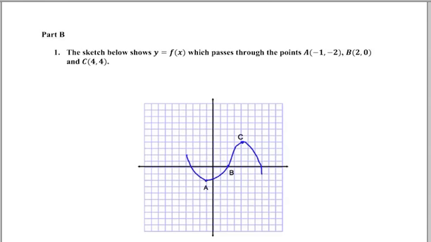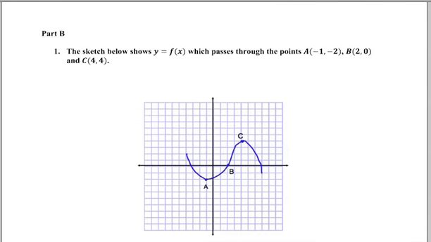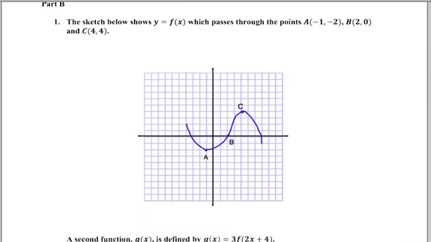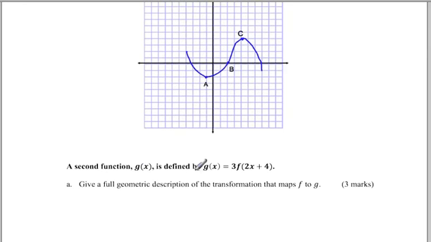All right, so now we'll move into part B, section B. Here's a sketch that shows y equals f of x, which passes through these points. A second function, g of x, is defined by that. So in other words, g of x is basically a transformation of f of x. And this says, give a full geometric description of the transformation that maps f to g.